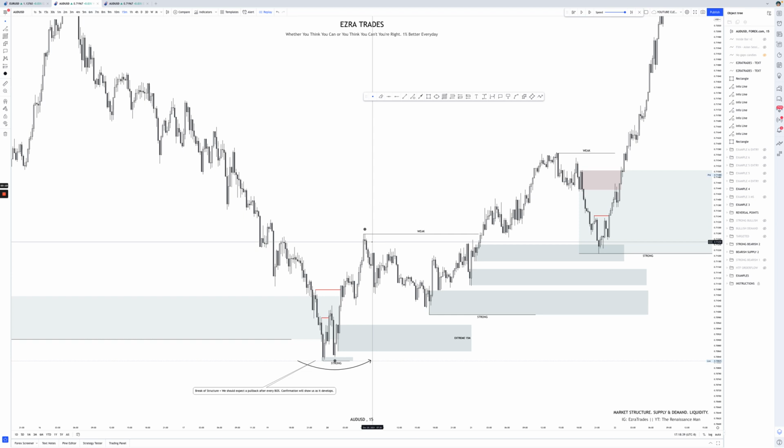And so what I'm looking for is the extremes. So we have this weak level that we get a pullback from. We don't know it's weak until it's ran through, right? So price pulls back, and what happens here? We create this level here, and this creates another pullback higher.